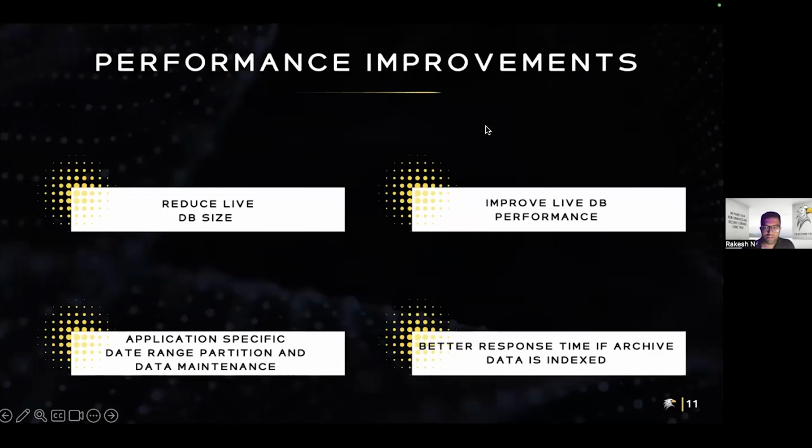And then performance. One is, as I told you, reducing the live DB size. Second is improving the live DB performance. Since the DB has been reduced, the request and response we get will improve a lot. In case of RO also, we get the same results. If you want to fetch the RO details, it will also be indexed, and the database will take care of it. So we get the same result, better response time, even if we archive the data.